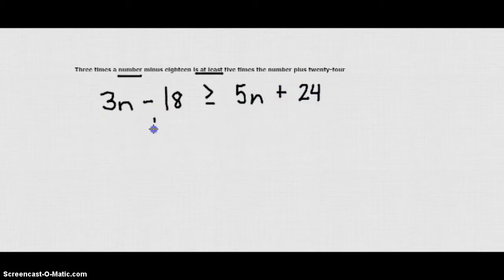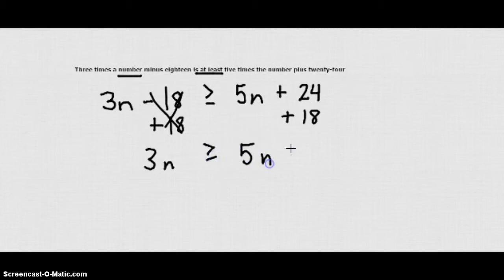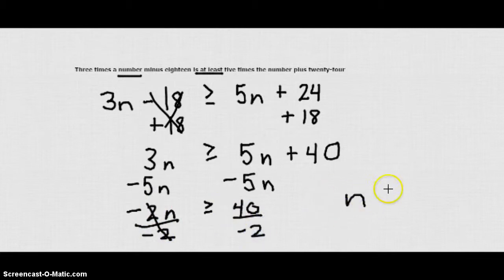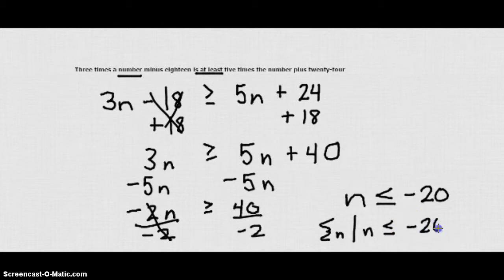So let's get all of our like terms on the same sides as each other. We'll add 18 to both sides. We get 3n is greater than or equal to 5n plus 24 plus 18, which gives me 42. Let's subtract 5n from both sides. We get negative 2n is greater than or equal to 40. Now I have to divide by a negative number here, a negative 2. So I'm going to get n, remember to flip my sign, is less than or equal to negative 20. I would write that n such that n is less than or equal to negative 20.